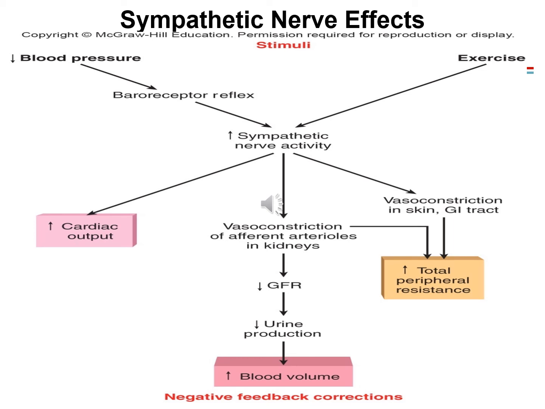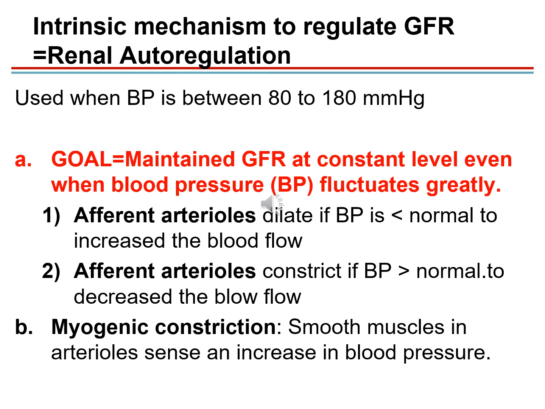And the third pathway is vasoconstriction of the arterioles in skin and gastrointestinal tract. By doing so, we increase the peripheral resistance, and increasing the peripheral resistance increases the blood pressure. So this is the whole mechanism of how we increase the blood pressure if we engage in exercise or if we have a drastic drop in blood pressure. Now it's time to describe in more detail the intrinsic mechanism to regulate the glomerular filtration rate.